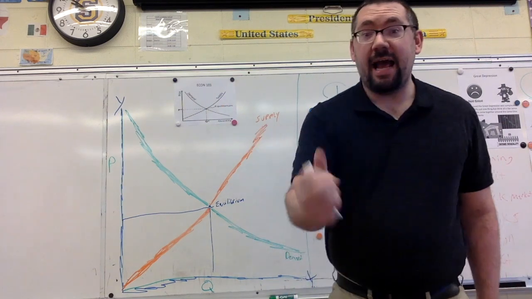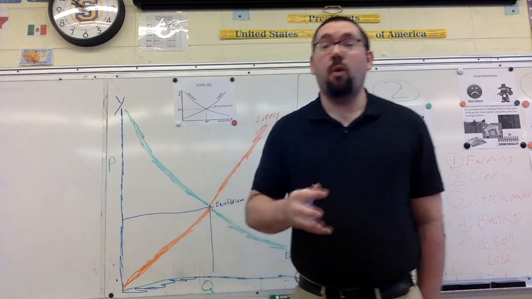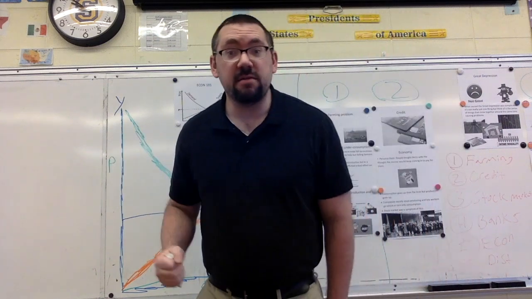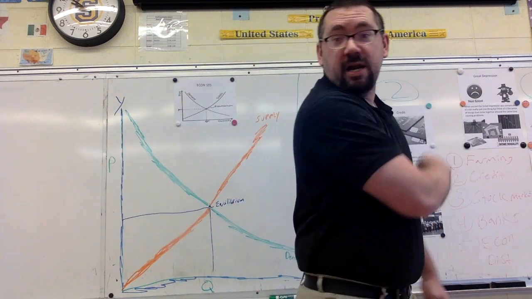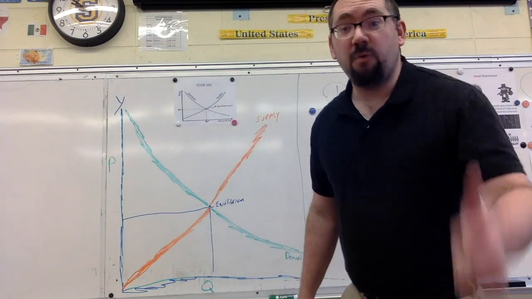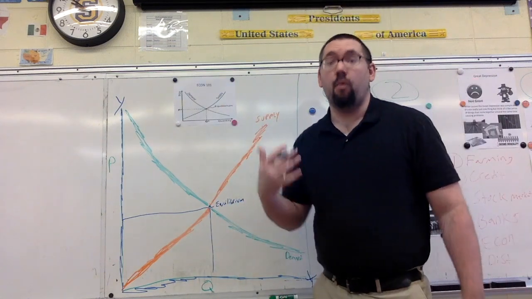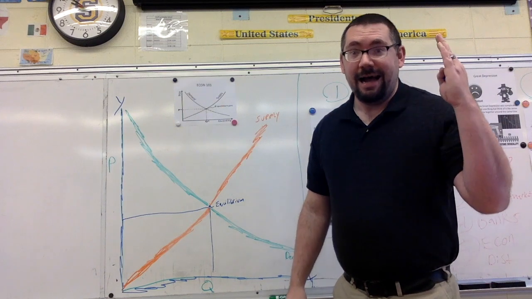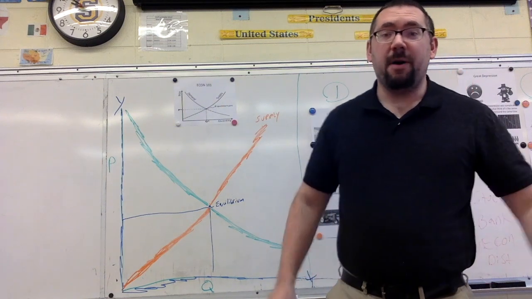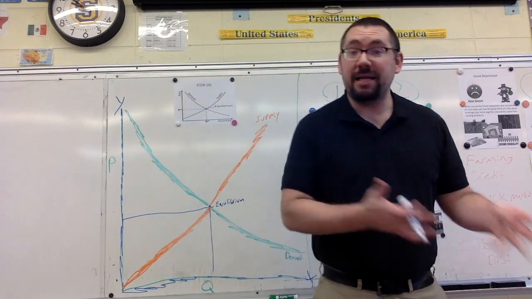I produce 20 gallon jugs of chocolate milk, and I sold all 20 gallons. If I had made 21 gallons and had one left over that nobody bought, I just lost some money because I put money into that last gallon.